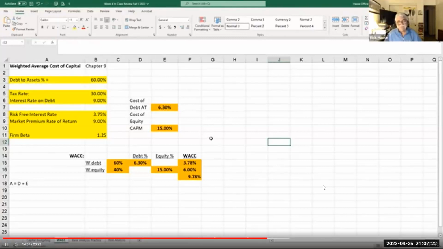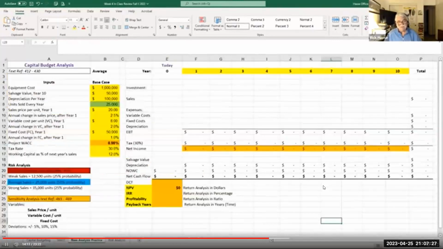That's what it's costing us to get our capital today. So that 9.78% is going to be our discount rate once we put together our capital budget analysis. Let's put this right here, 9.78. That is our percentage of WACC for our analysis. So now we're going to make an investment of $1 million. We're going to have a salvage value, depreciation, units sold, sales price, inflation, variable cost per unit, inflation, fixed cost per unit, inflation. We're going to have a tax rate, and a working capital rate.